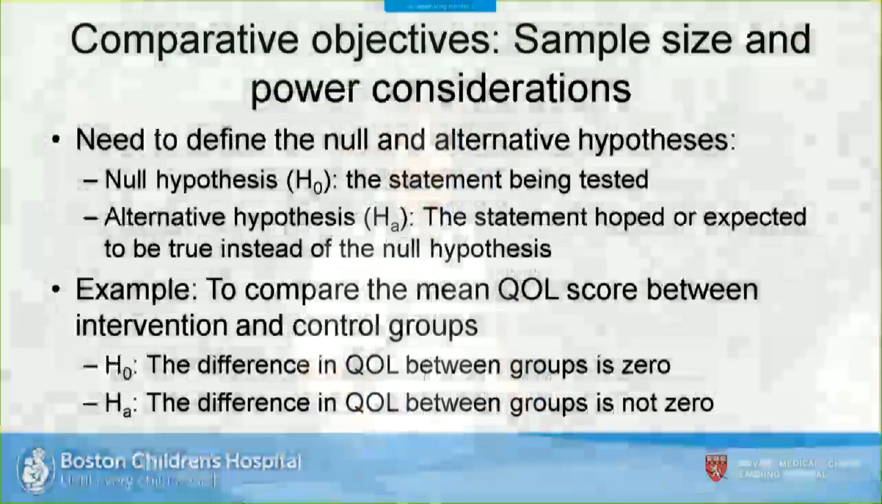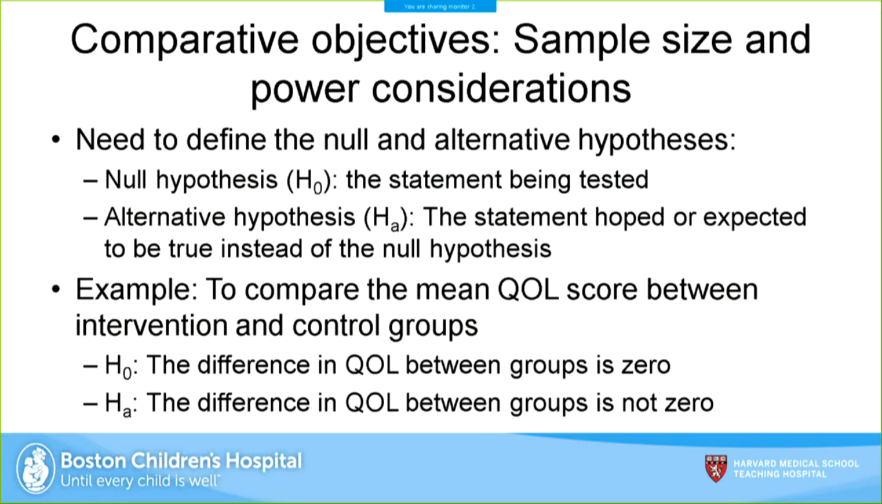All right, so like I said, the next piece is looking at comparative objectives. Here I need to go a little bit into statistics. When we're thinking about comparative objectives, we need to think about the null and alternative hypotheses. The null hypothesis is the statement that you're trying to test, and the alternative is the statement that you're hoping or expecting to be true instead of the null hypothesis.